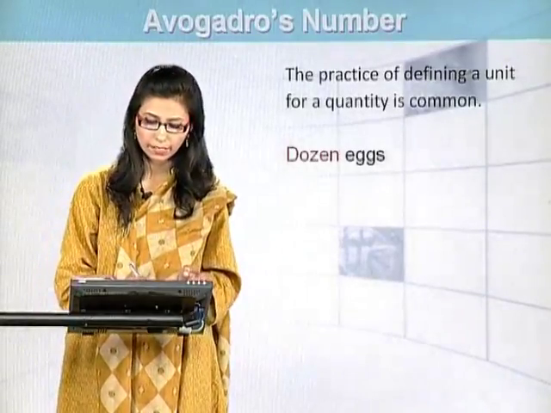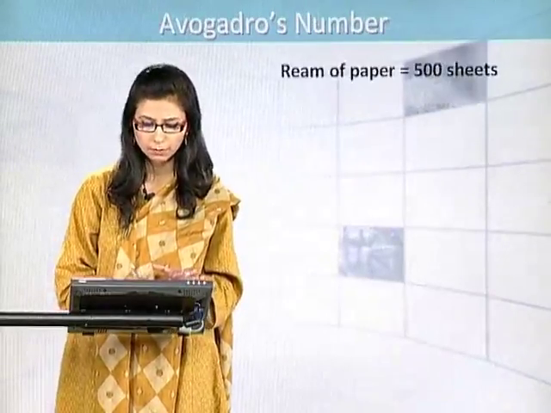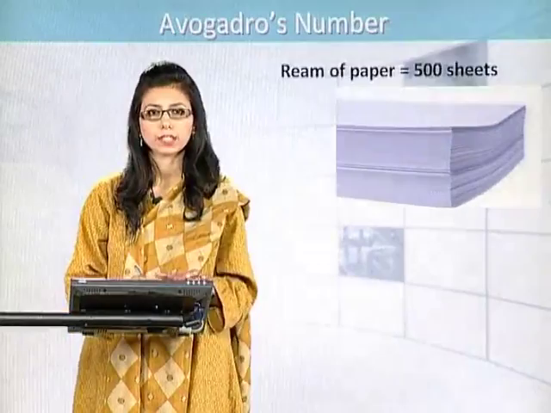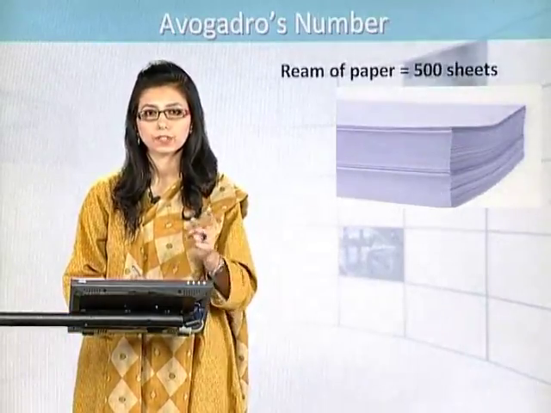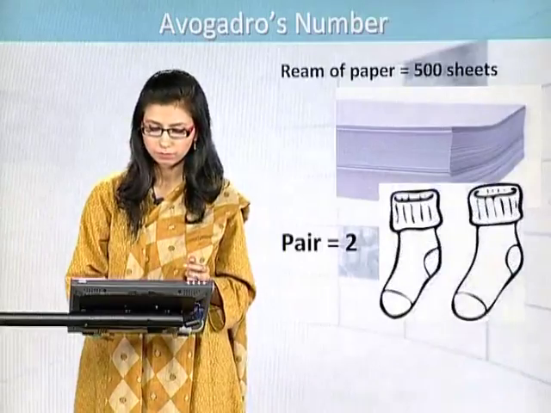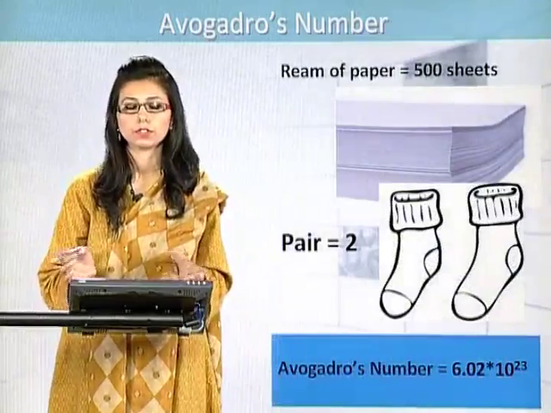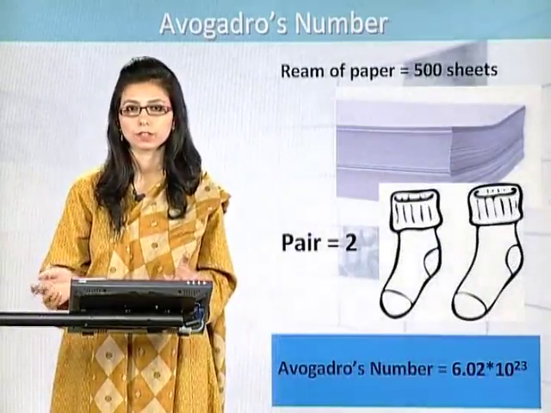Like when you buy a dozen eggs, there are 12 eggs. And when you put a ream of paper into your photocopier, there are 500 sheets of paper in a ream. Then a pair is always equal to 2. So as the Avogadro's number equals 6.02 × 10^23 particles.